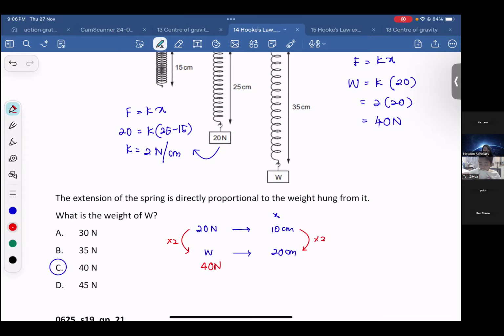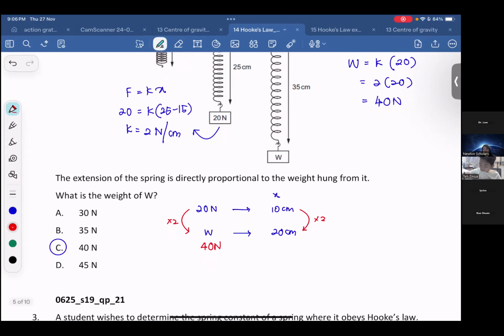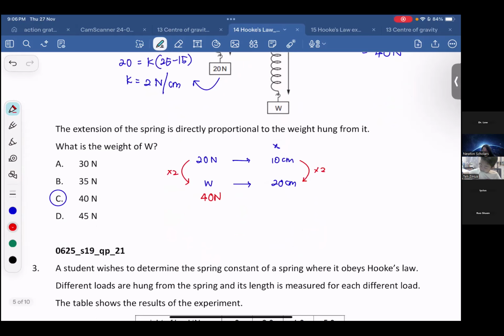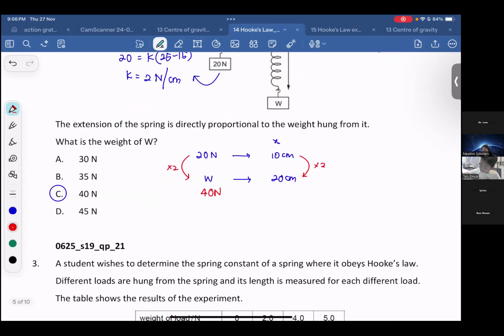Okay, any question, dear? No? Can we proceed to question number 3? If I'm too fast or you haven't been able to write it down, you message me and let me know. For me, what is the spring constant?